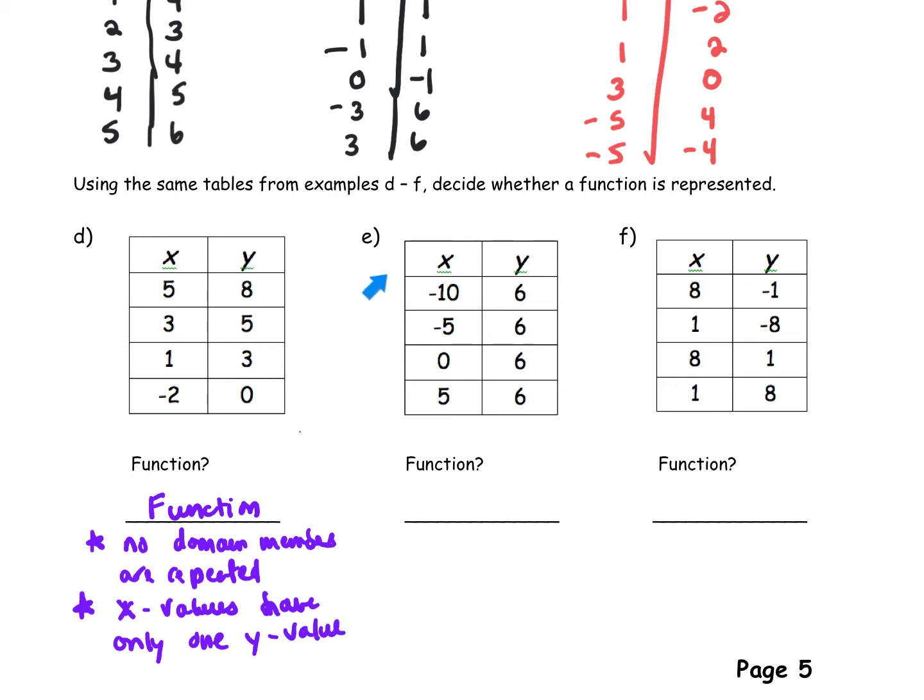So let's look at E. If I scan down, each one of the x members are unique. However, the range members are repeated. In fact, they're all 6. Yet this is considered a function. It is okay for the y members, or the range members, to be repeated. So let's write it.